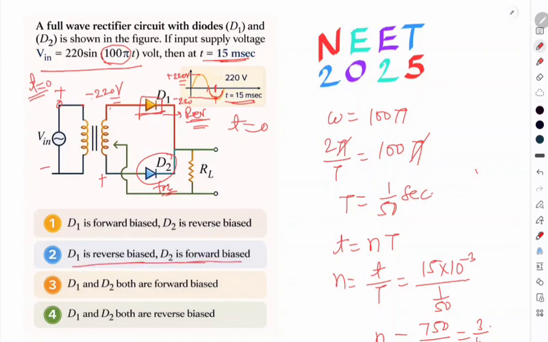But if at t equal to 0 this end is at negative potential and this end is at positive potential, then D1 will be in forward bias and D2 will be in reverse bias. So we can say that both the first and second options are correct, depending on whether at t equal to 0 this end is at positive or negative potential. I hope you got it. Thank you very much.